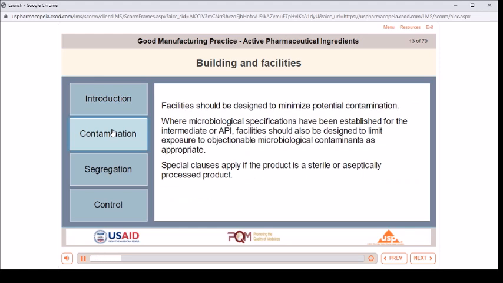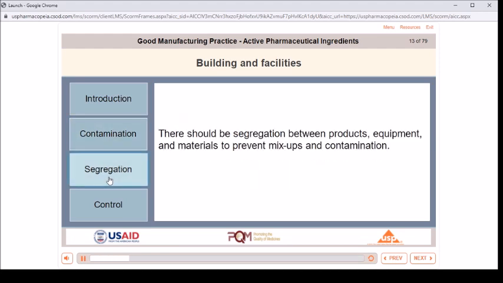Contamination. Facilities should be designed to minimize potential contamination. Where microbiological specifications have been established for the intermediate or API, facilities should be designed to limit exposure to objectionable microbiological contaminants as appropriate. Special clauses apply if the product is a sterile or aseptically processed product. Segregation. There should be segregation between products, equipment, and materials to prevent mix-ups and contamination.